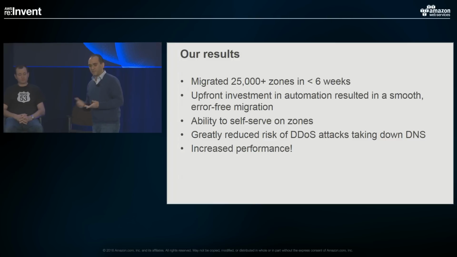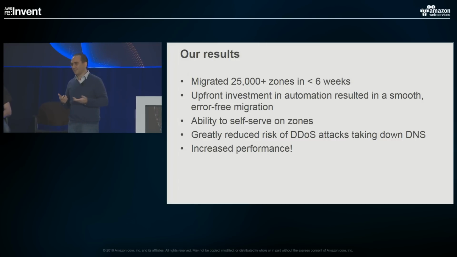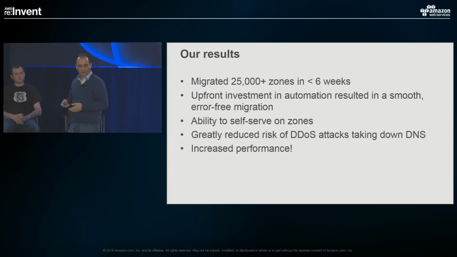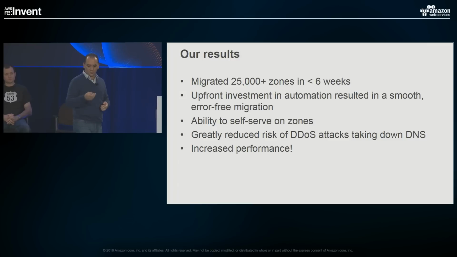And now, of course, we have the benefit of allowing people to self-service on their zones. Big win. Everyone's happy and excited. Of course, we also gained the soft benefit of greatly reduced risk of a DDoS attack taking down DNS. Like I said earlier, I'm sure Amazon's network is considerably more capable of taking that on than our 3 VMs were. And last but not least, increased performance that I alluded to earlier.